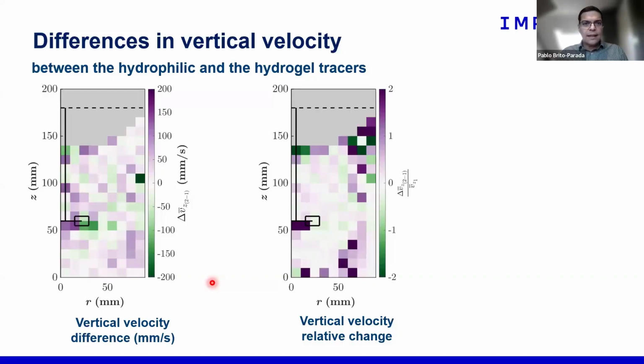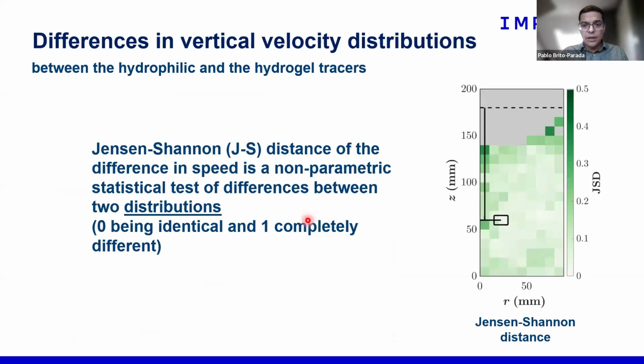But again, what's that difference in velocity? How much different is our hydrophilic tracer to our hydrogel or alginate tracer? We can plot vertical velocity difference or the relative change, and we start having a look at some of the information here. What I found more useful in this particular case is to use the Jensen-Shannon distance as a way of comparing this. And the Jensen-Shannon distance, or JS distance, is effectively a non-parametric statistical test.